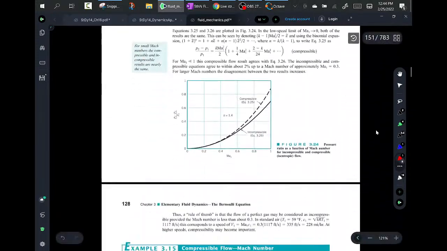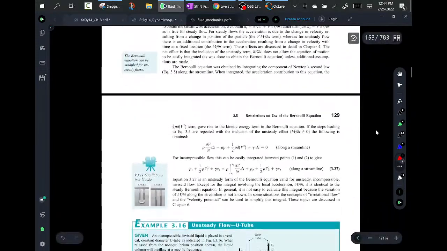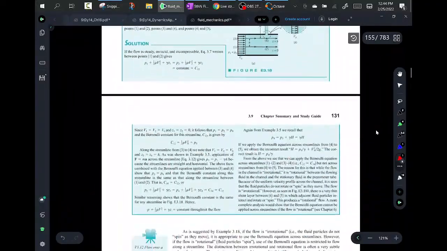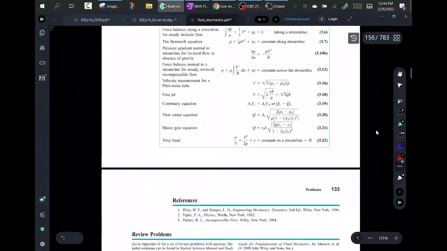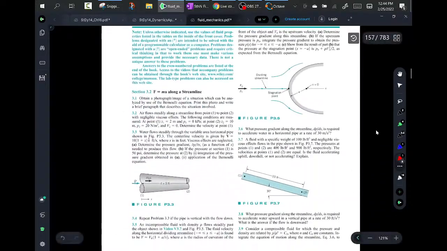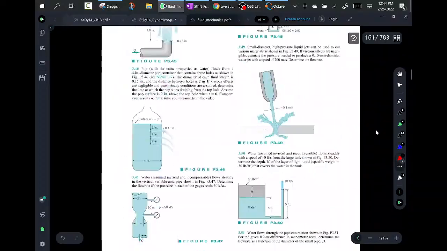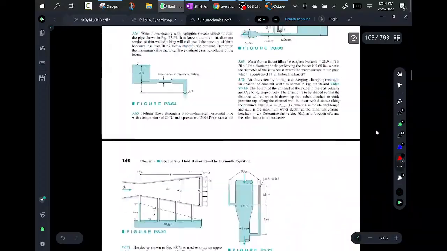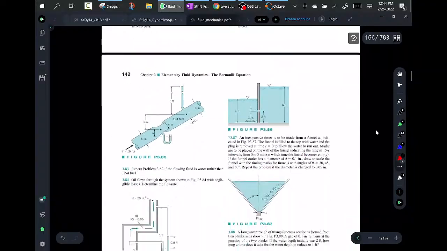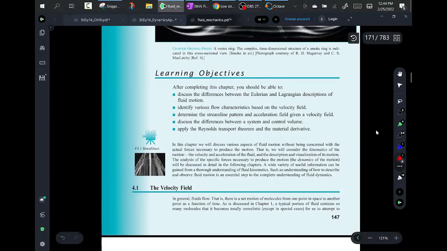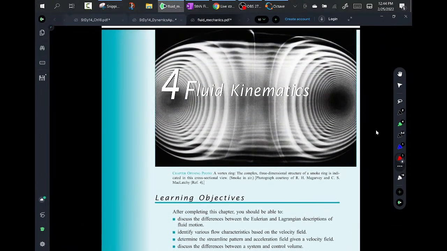Okay, so he's talking about compressibility effects. So effectively, we're done with chapter 3. You should be able to do any of the problems that are given to you. I'm not going to give you any compressible anyway. So we'll call it quits here. Next chapter is chapter 4, and it's setting up fluid kinematics.